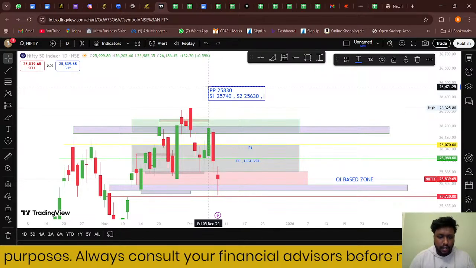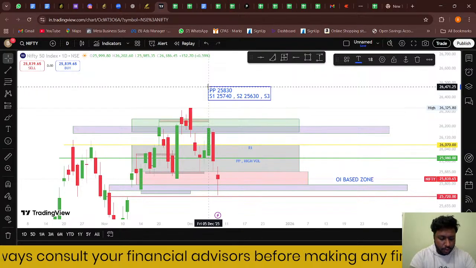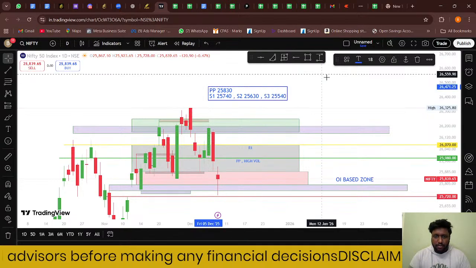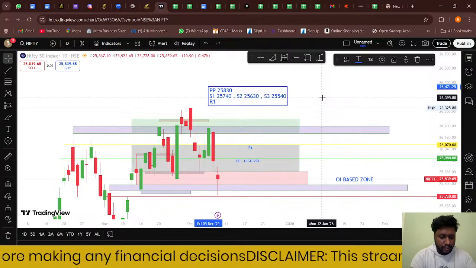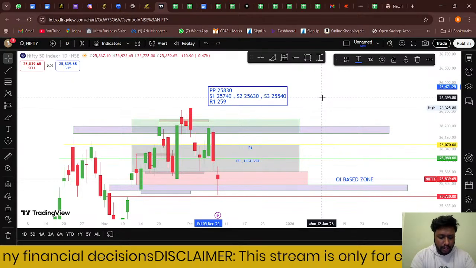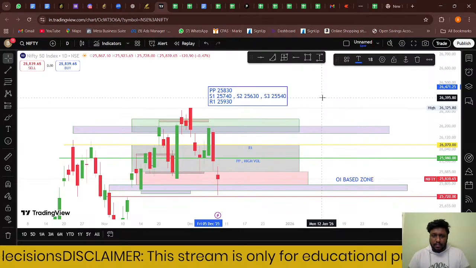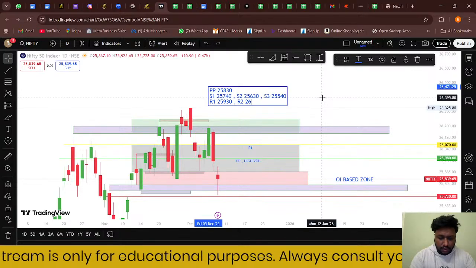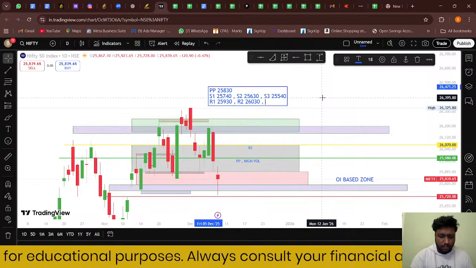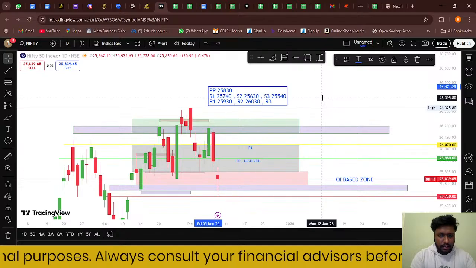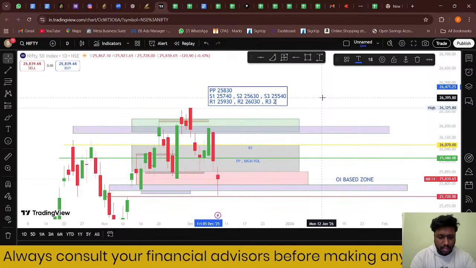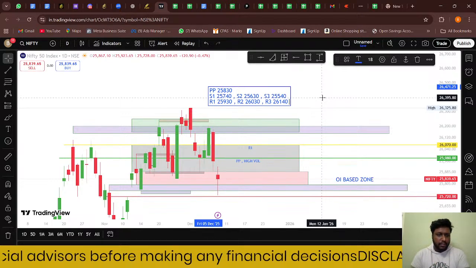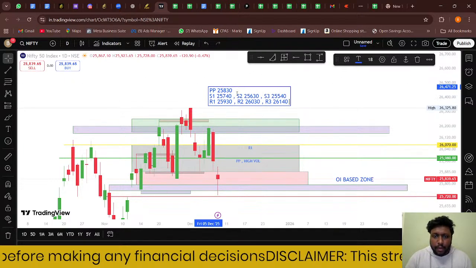A 100 points difference, 100, 101 times. And support 3 lies at 25,540. So again, these are the three support levels. With respect to the resistance, 25,930 will be the resistance, just 100 points above, resistance 2 is at 26,030, and resistance 3 at 26,140. This is where all three resistance and support levels come with respect to our pivot line.